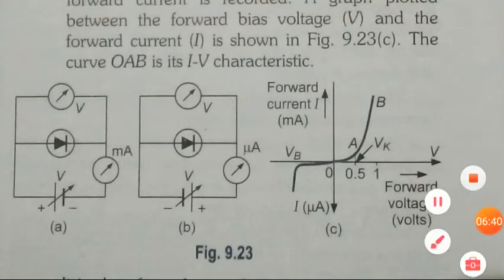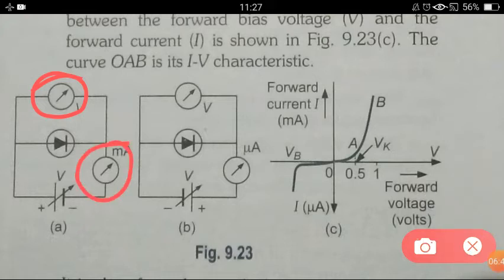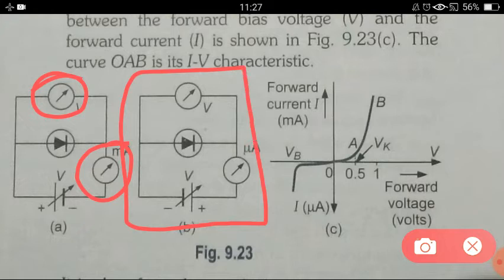Then we can also see that one voltmeter is connected here and one milliammeter is also connected here, because in case of forward biasing a sufficient amount of current is there. But in case of reverse biasing, in this second figure you can see, this is the reverse biasing.